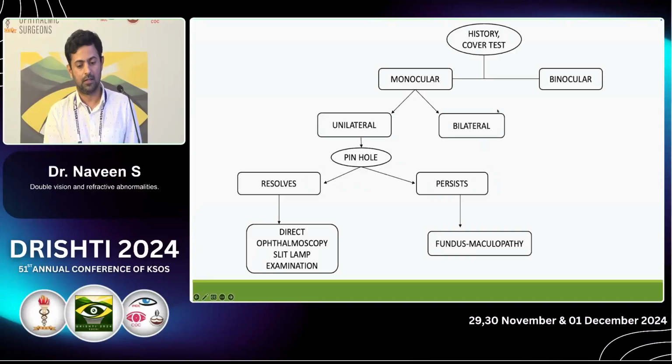So to summarize, in a case of diplopia, we have to take a good history and do the cover test. If it's a monocular diplopia, we have to see if it's unilateral, and then we can do a pinhole test and see if the diplopia resolves. And if it persists, we have to look for any metamorphopsia, like a fundus examination for maculopathy. And if the diplopia resolves with the pinhole, we have to look for any refractive aberrations, and we have to do a good slit lamp examination, refraction, and direct ophthalmoscopy.